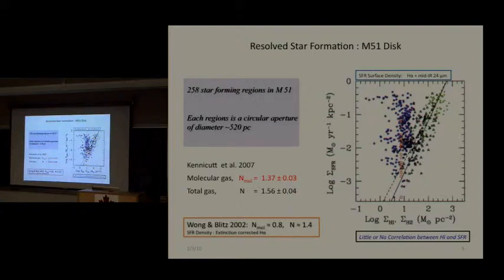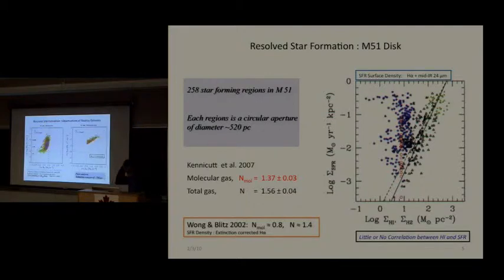So from 2007, actually it appeared in 2002 from Wong and Blitz's result, that it is probably the molecular gas which is better correlated with the star formation rate, not the total gas or the atomic gas, but he just reconfirmed it in 2007. And notice a few things. The star formation rate tracer is H alpha plus 24 micron, his sampling is aperture sampling, and he is correlating with molecular gas.